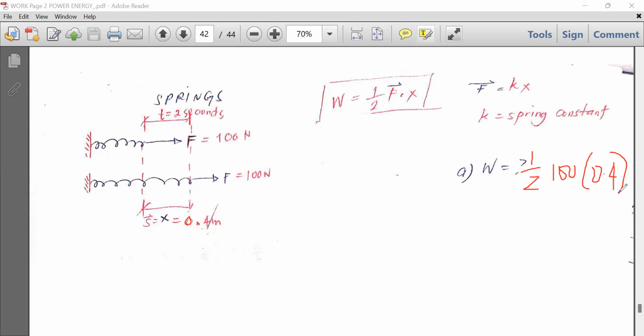Okay, 0.4. So 100 times 0.4 is equal to 40. And 1/2 of 40 is 20. So the answer is 20 joules.